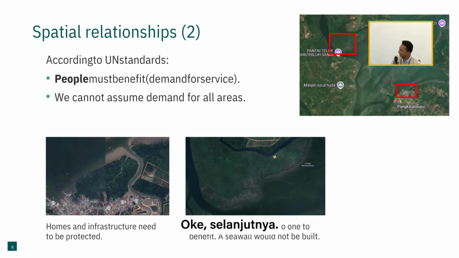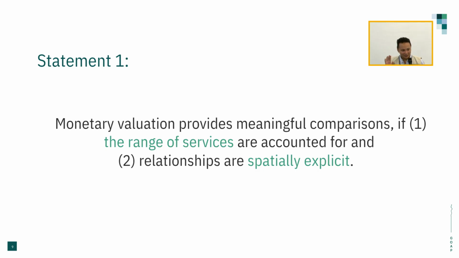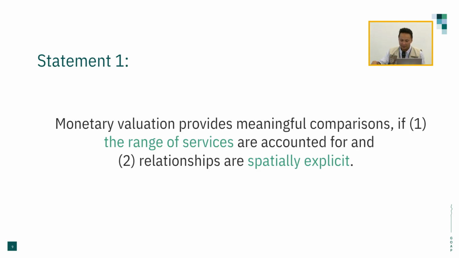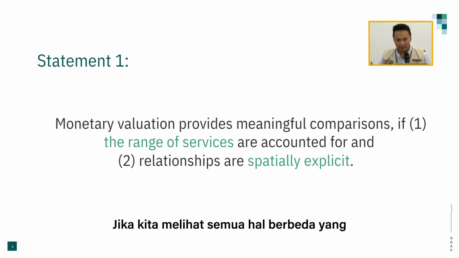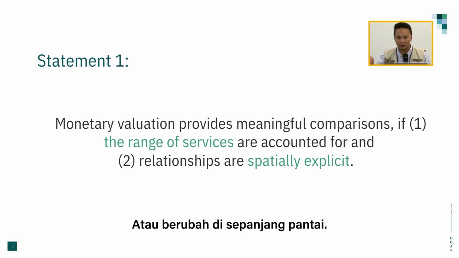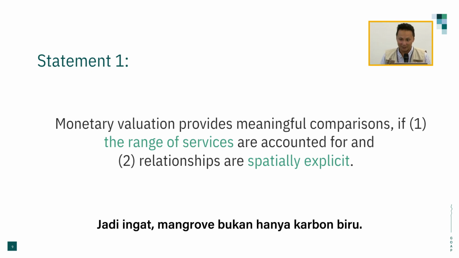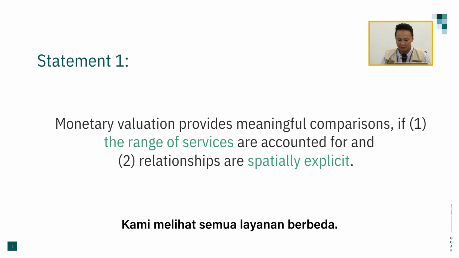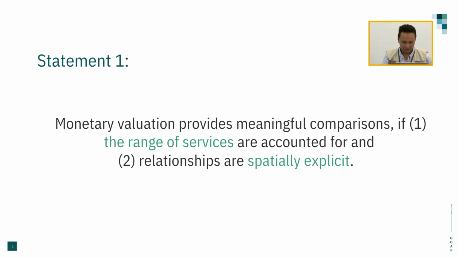Okay, so next. Statement 1: monetary valuation provides meaningful comparisons if we're looking at all the different things received from ecosystems and the relationship is spatial, or it changes across the coast. So remember, mangroves are not just blue carbon, they do more things. So we're looking at all of the different services, and we're also looking at it spatially. Next.